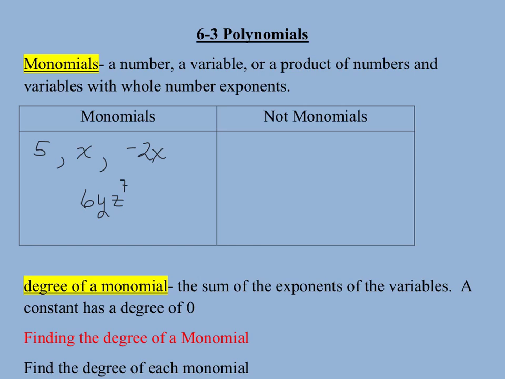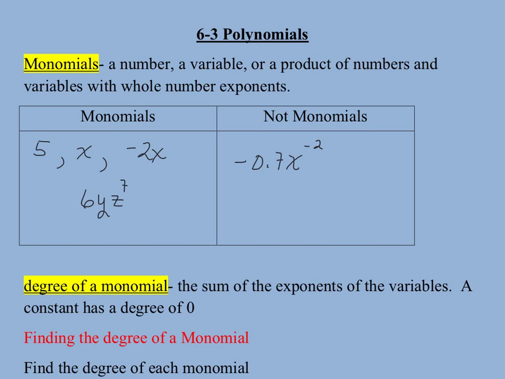What is not considered a monomial would look like this. Let's see. Negative 0.07x to the negative 2. What makes this not a monomial is not the coefficient of negative 7/10, but the fact that we have a negative exponent.